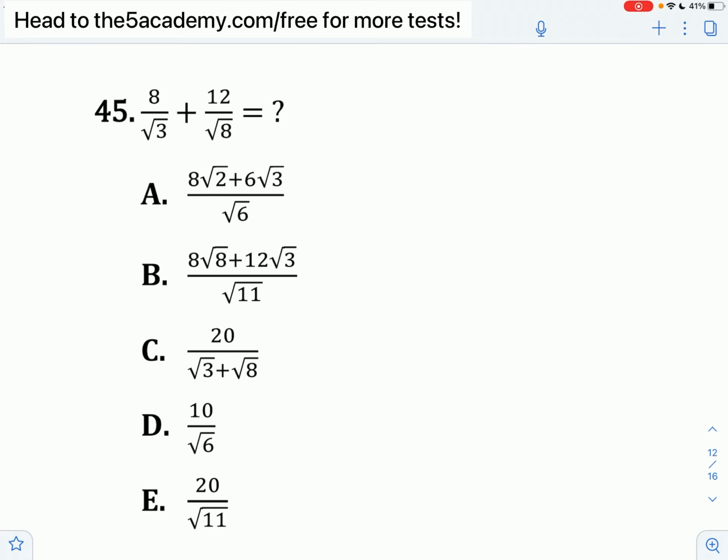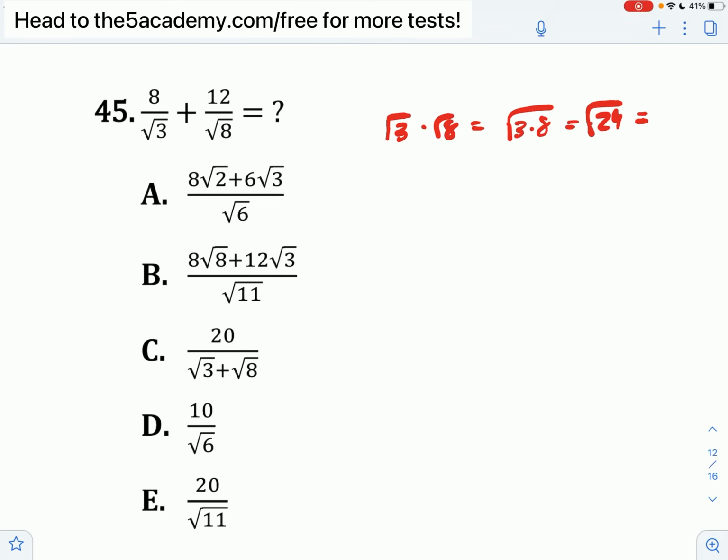In order to add these, you need to find a least common denominator. The way you can do that is by picking a common denominator. The easiest one is where you just multiply the two denominators together. So square root of 3 times square root of 8 equals square root of 3 times 8 equals square root of 24. That's going to be our common denominator.